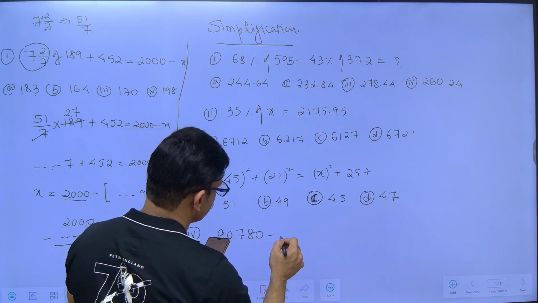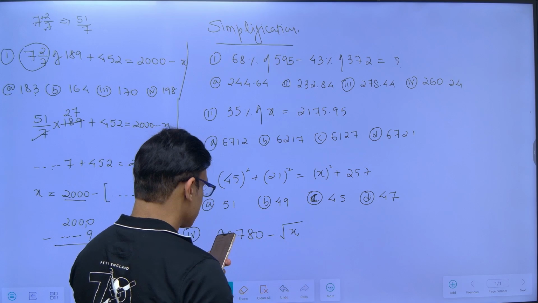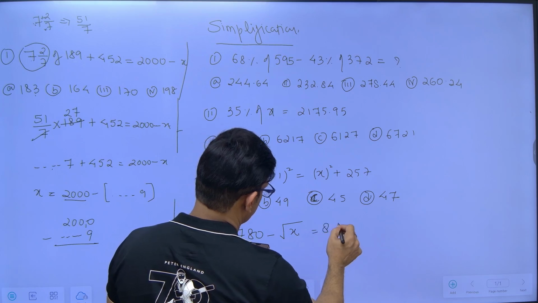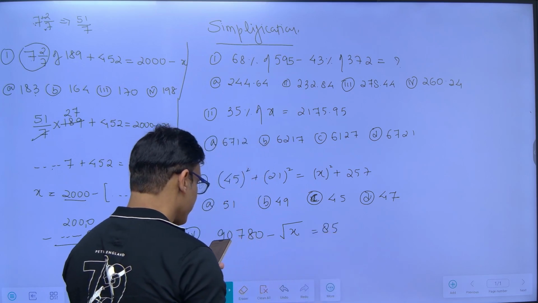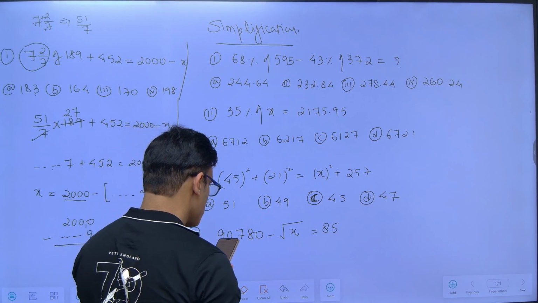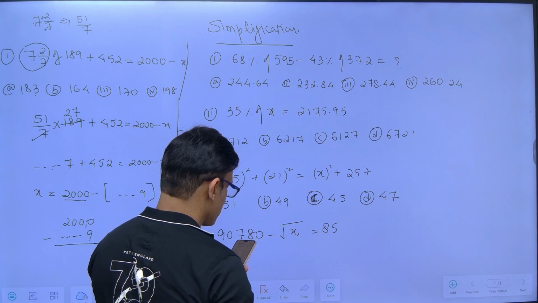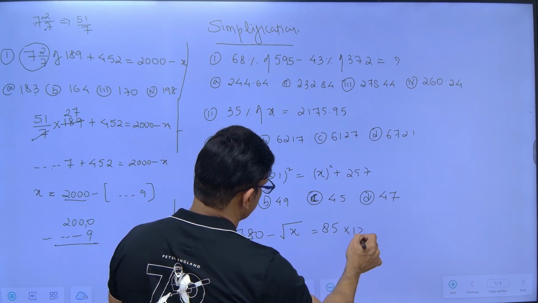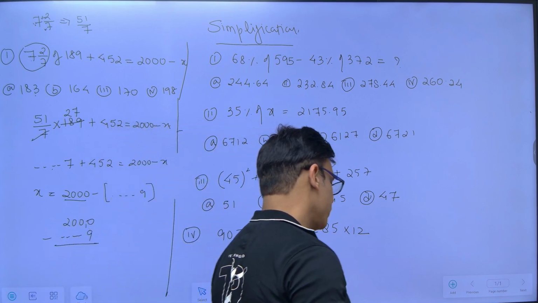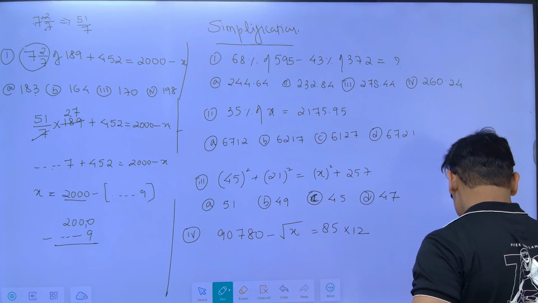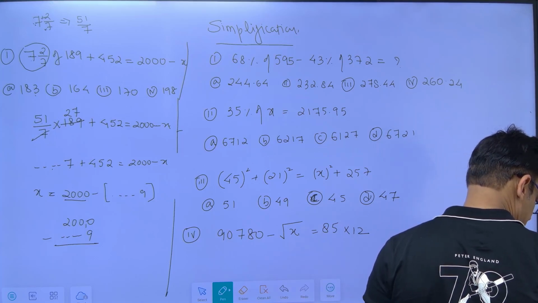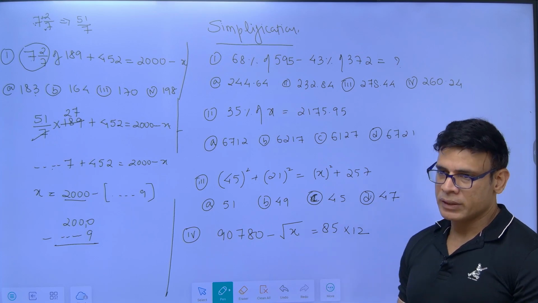90780 minus under root of x is equal to 85 into 12. This I'm not giving options, you do it without options. Right? Try these questions now.